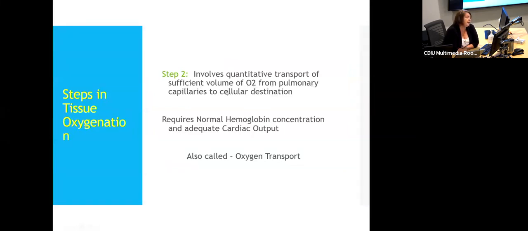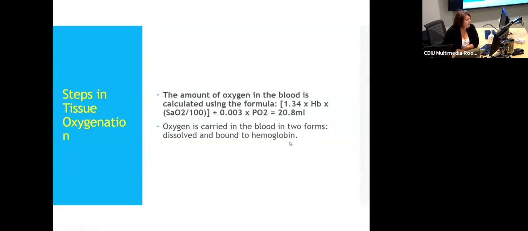So you need to be able to move it from the pulmonary capillaries to the cellular destination. So that's what we were just talking about. You need normal hemoglobin and you need decent cardiac output. These two things go hand in hand. So this is what we generally refer to as oxygen transport.